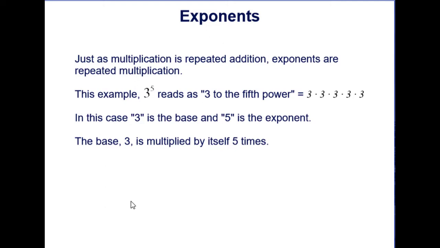Exponents. Just as multiplication is repeated addition, exponents are repeated multiplication. So this example here, 3 to the 5th power, is how it's read, is just 3 times 3 times 3 times 3 times 3. It's 3 multiplied 5 times. In this case, 3 is the base and 5 is the exponent. The base 3 is multiplied by itself 5 times.